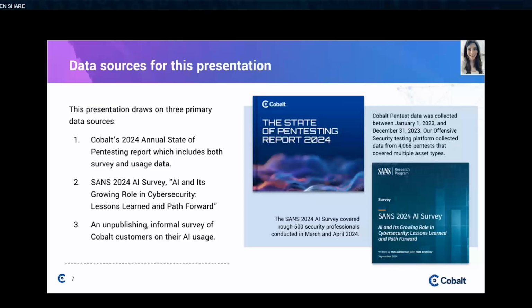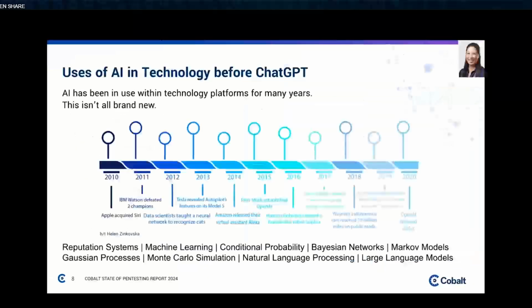So with that, I'm actually going to hand it off to Caroline now to get into it and talk about AI and what the heck this is and how we're thinking about it from a security perspective.